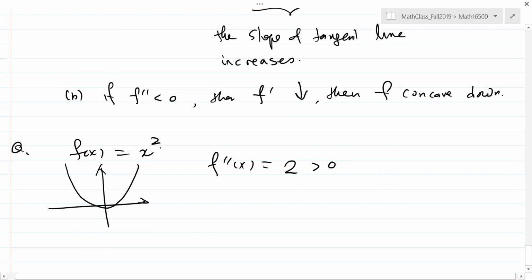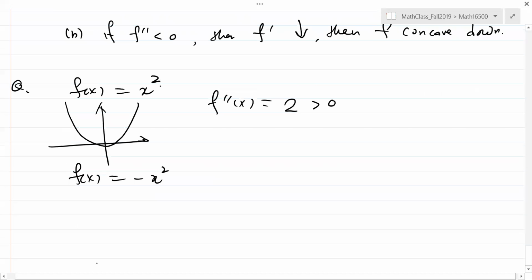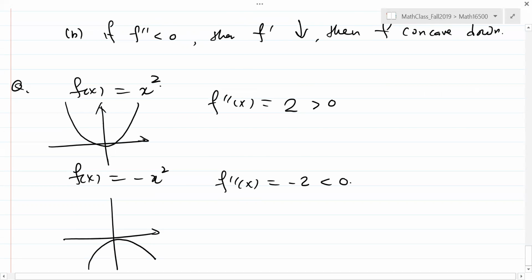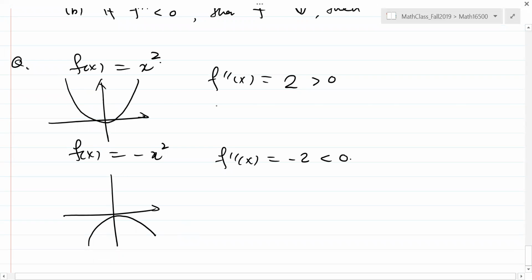And if you look at the next one, negative x squared, the graph goes like that. It's concave down, and the second derivative will be negative 2. It's less than 0. Concave down, concave up.